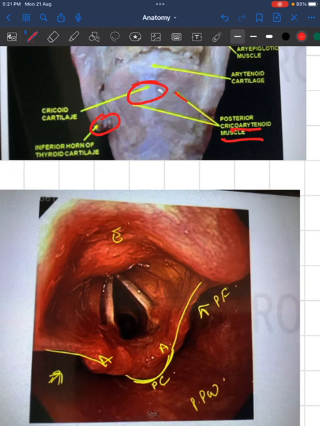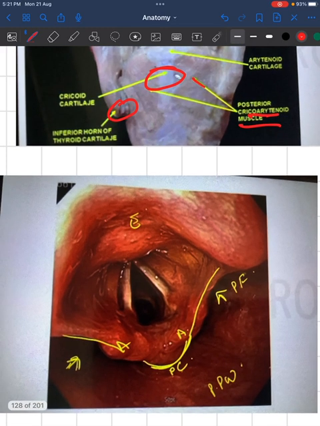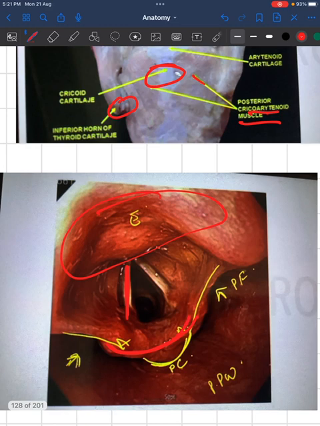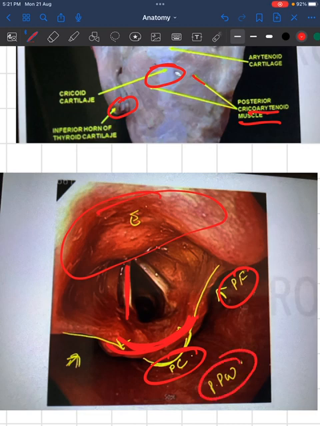an endoscopic picture. As we can see, this is the epiglottis. This is the aryepiglottic fold. This is the arytenoid cartilage. This is the area of the postcricoid. This is the piriform fossa, and this is the posterior pharyngeal wall. These are the structures of the hypopharynx.